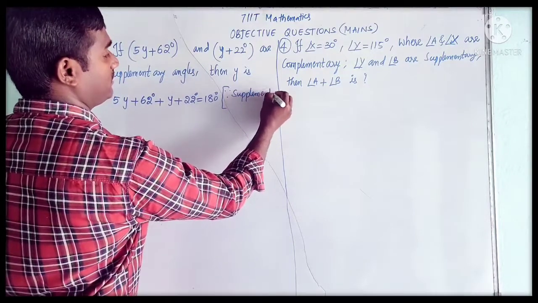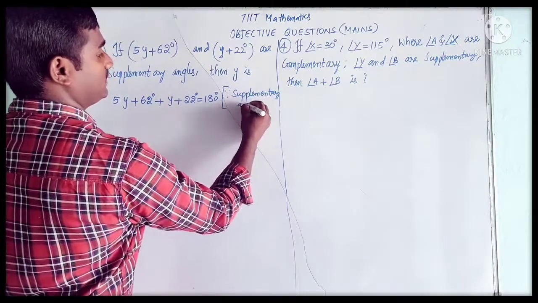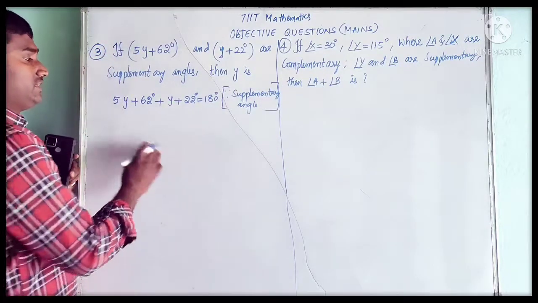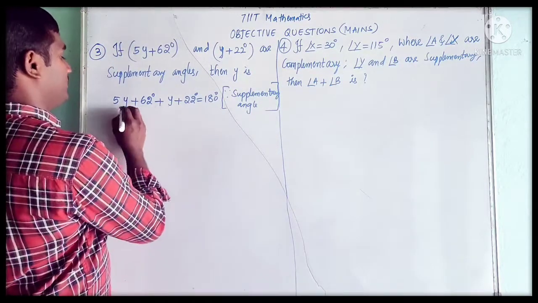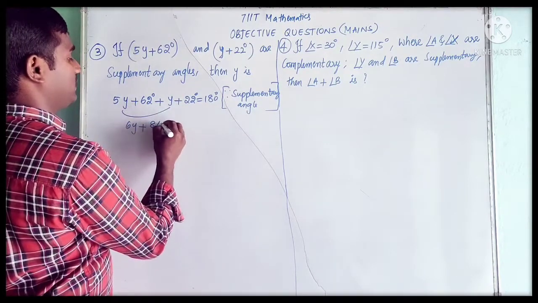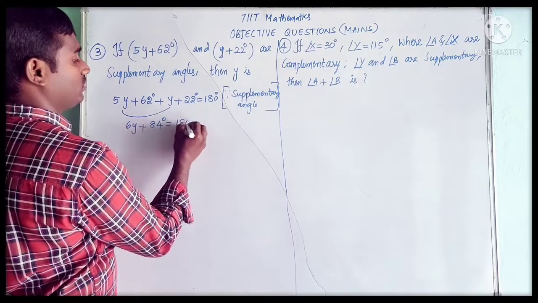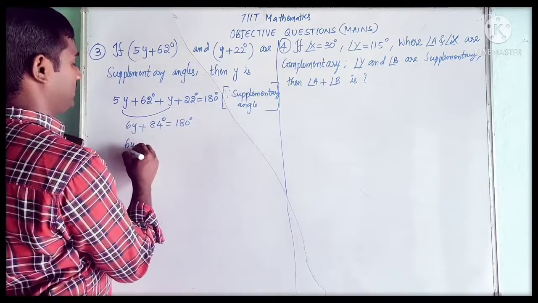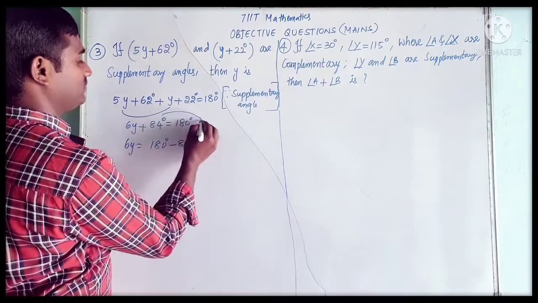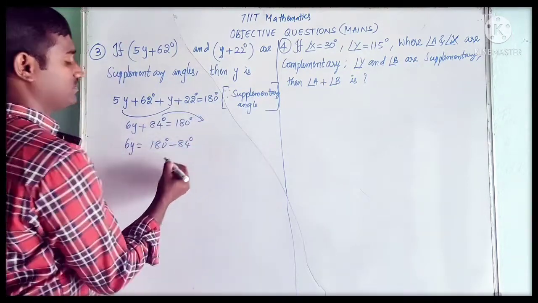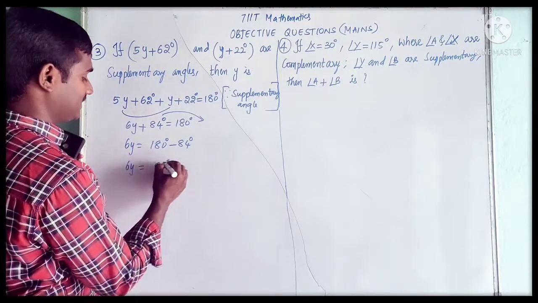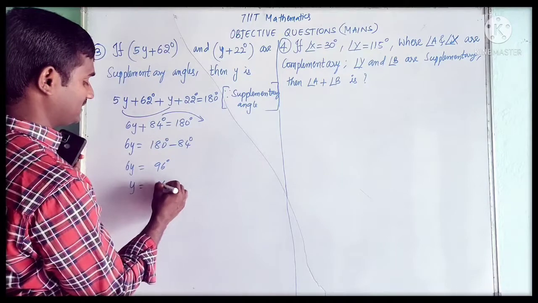The sum of the two supplementary angles is 180. So 5y plus 5y is 10y, and 62 plus 22 is 84 degrees, which equals 180 degrees. Now 10y equals 180 degrees minus 84. If you transpose the 84 to the right side, it becomes minus 84 degrees. So 10y equals 96 degrees.